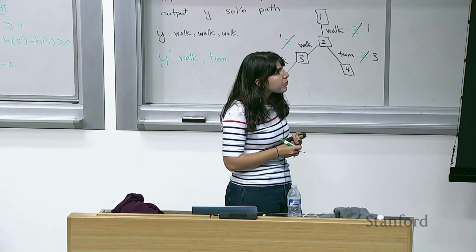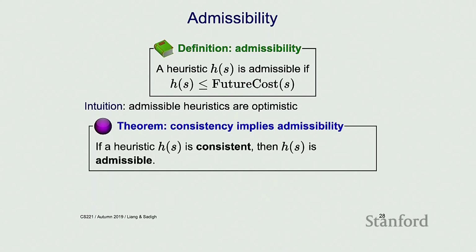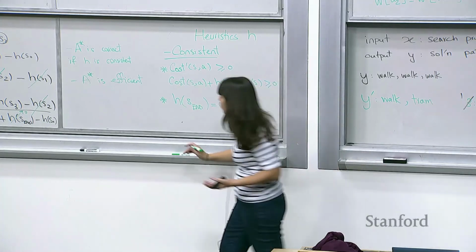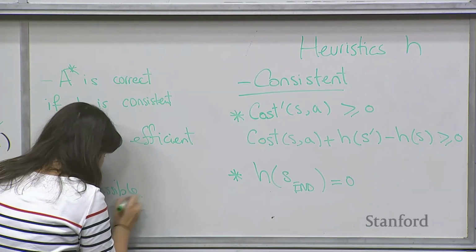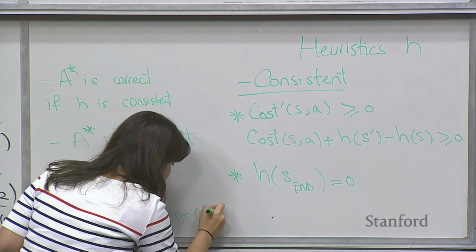So there's also this other property called admissibility, which is something that we have been talking about already, right? We've been talking about how this heuristic should get close to future cost and should be an estimate of the future cost. So an admissible heuristic is a heuristic where h of s is less than or equal to future cost. And the cool thing is, if you already have consistency, then you have admissibility too. So another property is admissible, which means h of s is less than or equal to future cost of s. Okay.